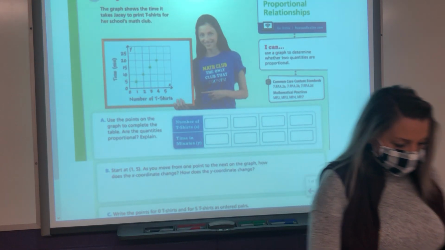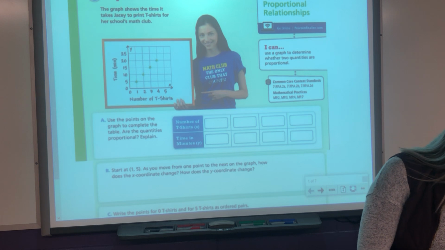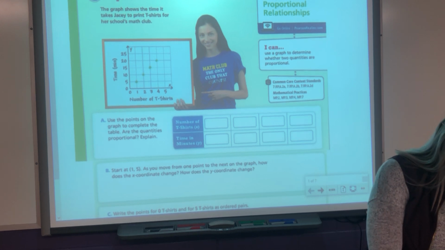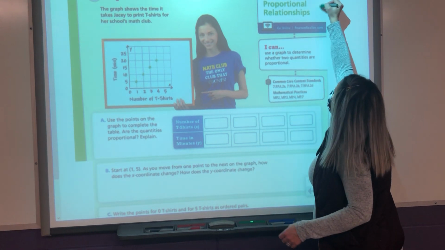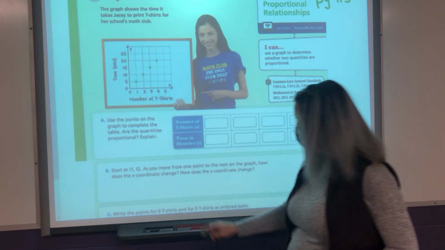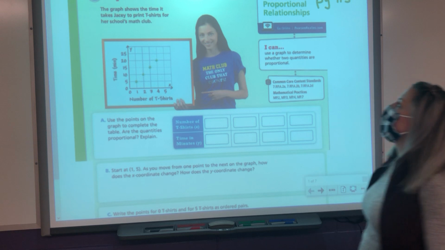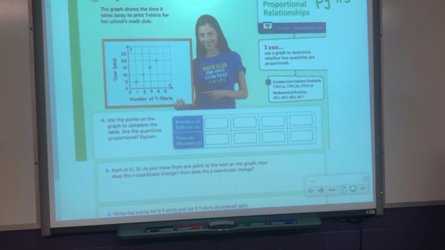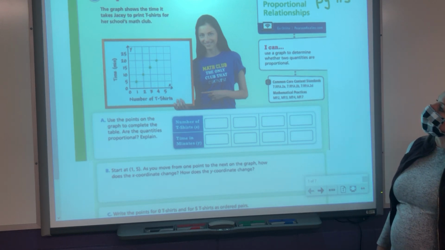Okay, so today we're going to be on lesson 2.5. We're going to start on page 115. So we're on page 115. We're going to graph proportional relationships today. Our learning target is: I can use a graph to determine whether two quantities are proportional.